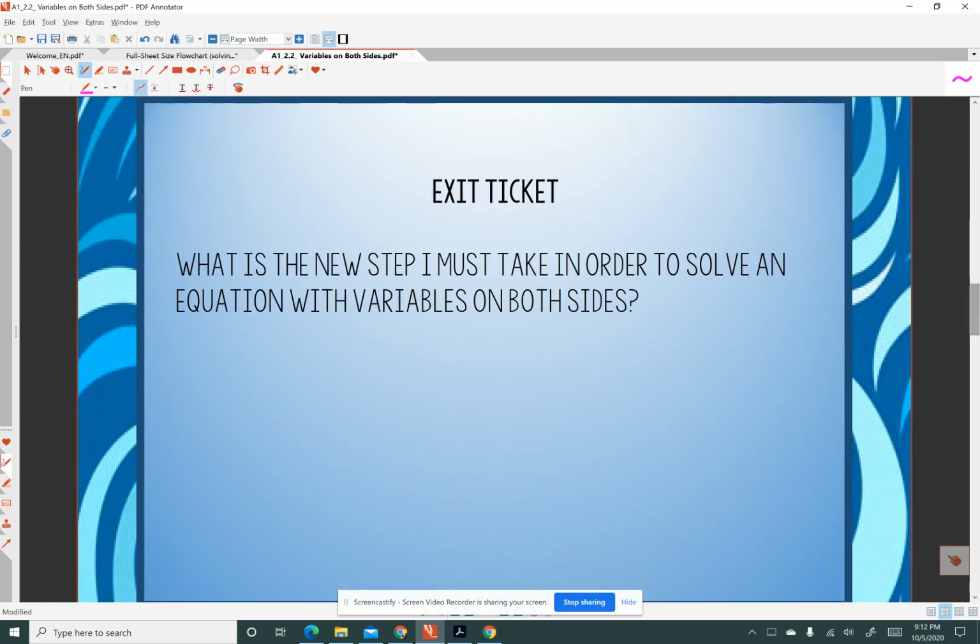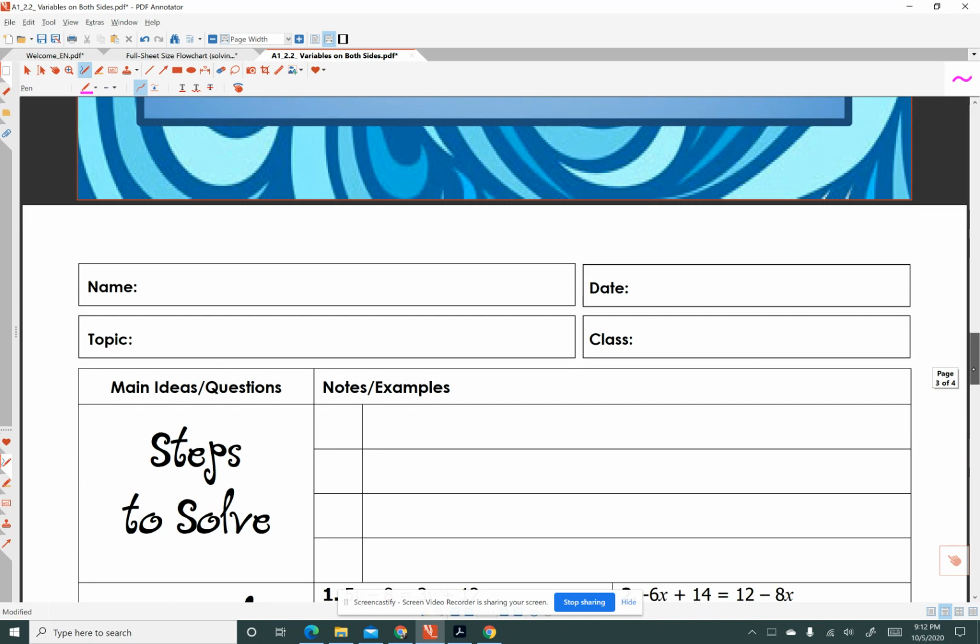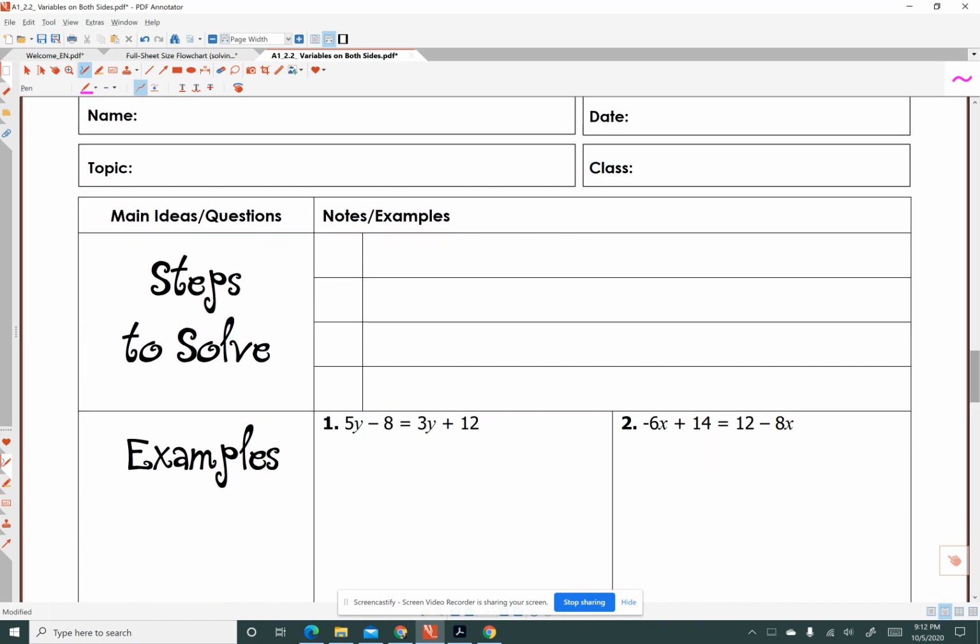When we get to our exit ticket today, we're going to focus on that one extra step that we must take in order to solve an equation with variables on both sides. So we'll get to that in a few minutes. So, as you guessed it right now, our topic is equations with variables on both sides.